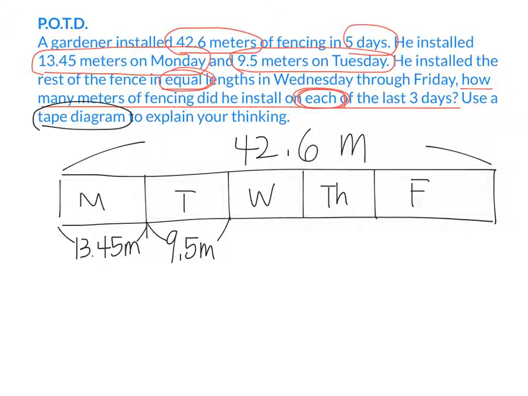Do we know how much he installed on Wednesday or Thursday or Friday? No. But we know that they were the same amount, right? So we can show that we're trying to find that amount, or that amount, or that amount. But all 3 are the same. Yes? So your tape diagram should look like this, okay? Or something similar to this.